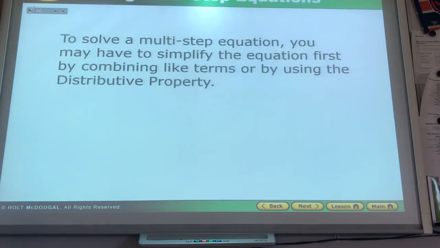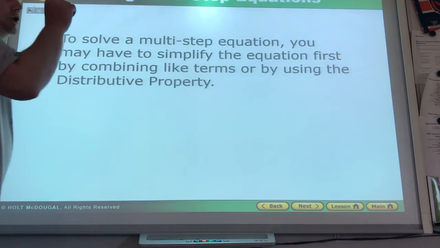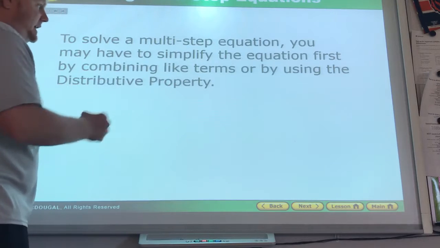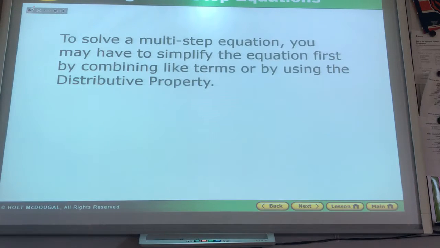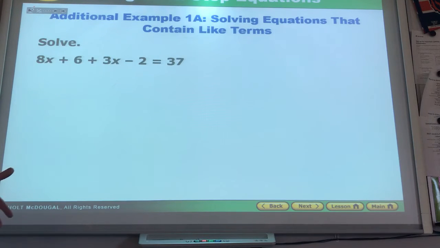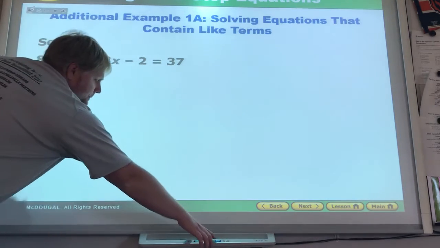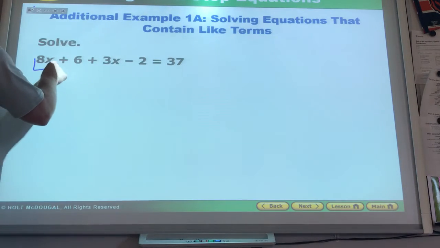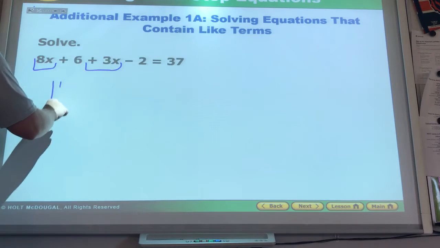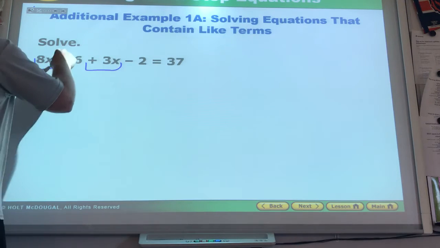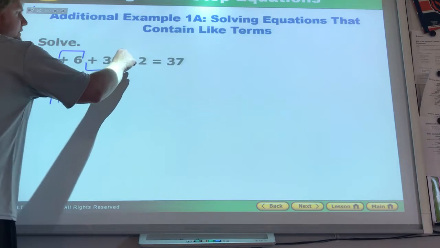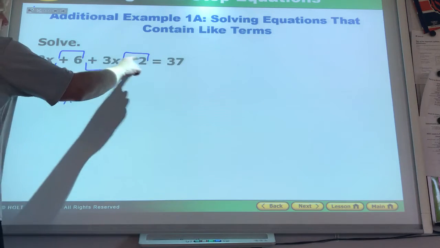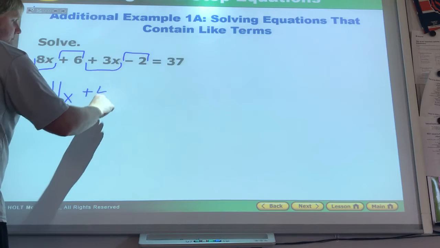So, learning to solve multi-step equations. To solve a multiple step equation, you may have to simplify the equation first by combining like terms. So first, combine all the like terms that we can, or by using the distributive property. Okay? So the easiest way is to jump into them, and seeing all this, I look and I go, we must first combine like terms. That is 11x. Then I see, I have another set of like terms. Positive 6, negative 2 gets a positive 4.